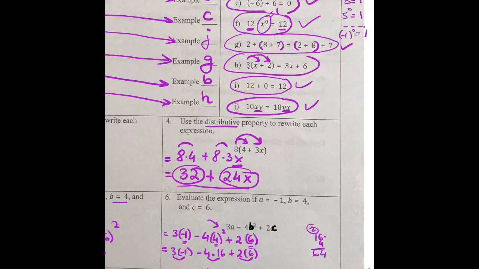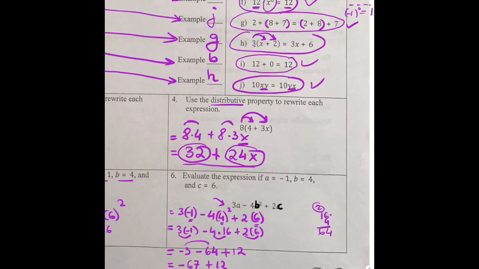Order of operations, next thing I do is addition and subtraction. -3 minus 64, because I have two numbers with the same sign, I keep the sign and add. 3 plus 64 is 67, plus 12.